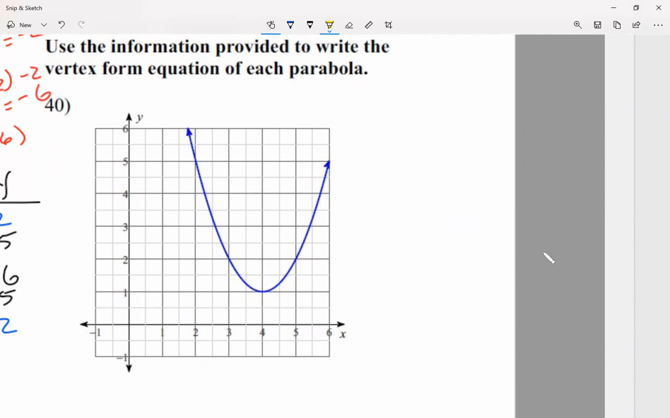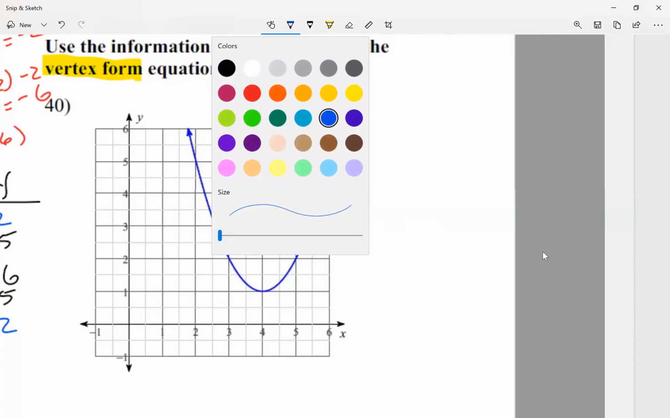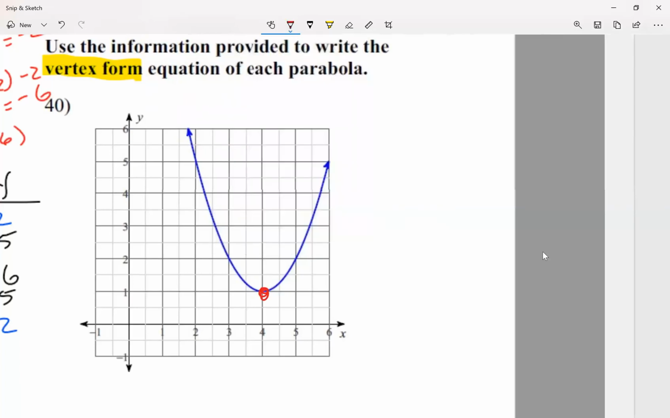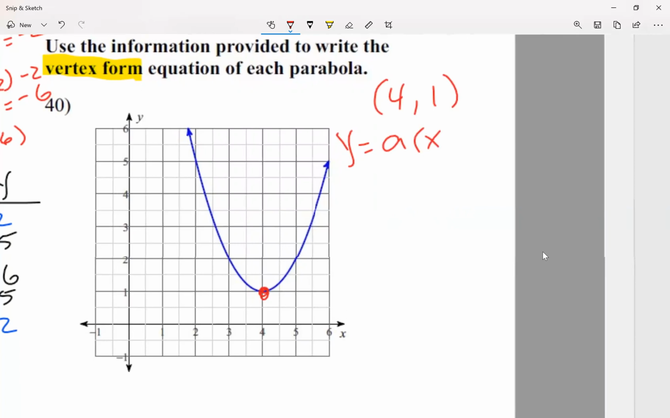Okay, so I'm looking for the vertex form. My vertex is right here. My vertex is the point (4, 1), right? That's my vertex, so I know most of my answer. Let me write this as y equals a, because I don't know the aperture. I just know it's a positive number because it opens up. (x minus 4) squared plus 1.